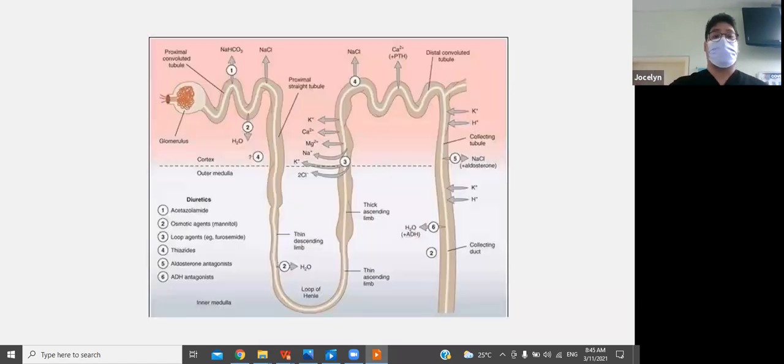Very simple. Okay, this is one of the pictures of our renal tubules. Just like I mentioned before, we have our loop of Henle where our osmotic agent, which is mannitol, acts on, and our ascending limb, which our loop diuretics act on. Okay, where can you find the Tamm-Horsfall protein? It's around the ascending limb.